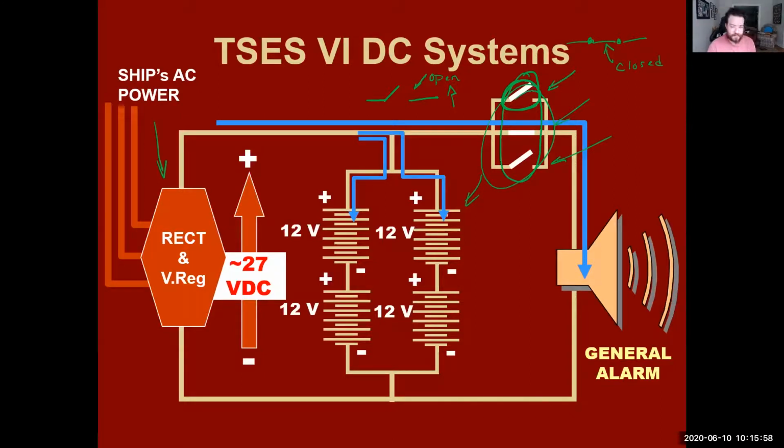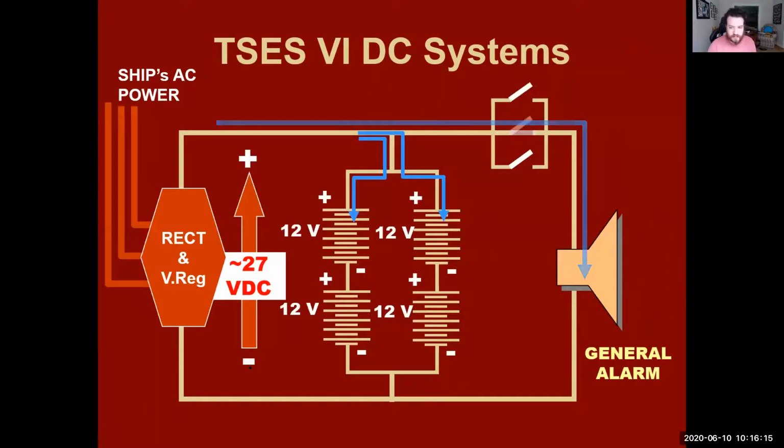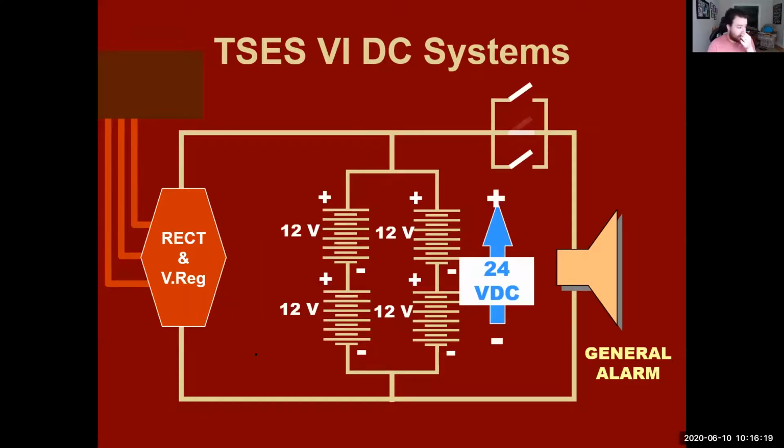So when these switches are open, you'll still be able to charge all of your batteries. So in the case that you have no power and you need to turn on your general alarm, you lose ship's power, you can still use your batteries to power your general alarm.